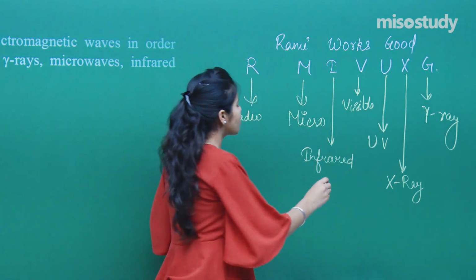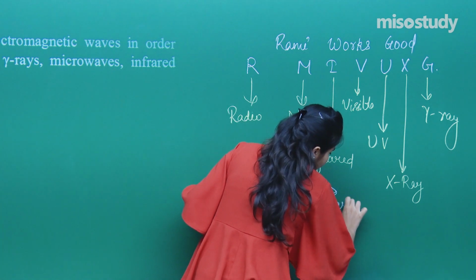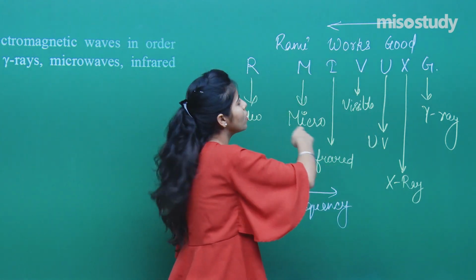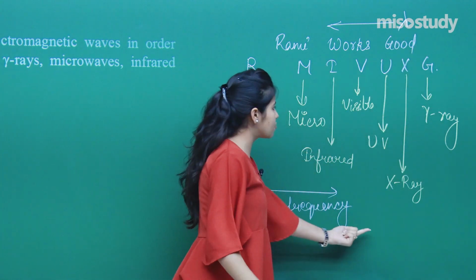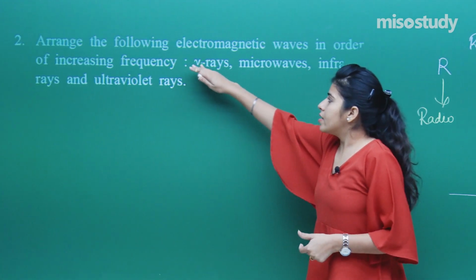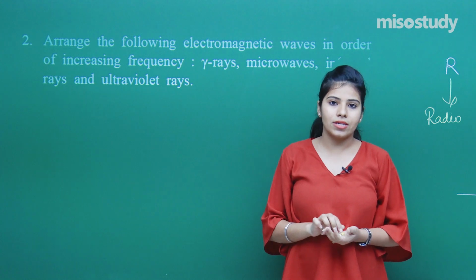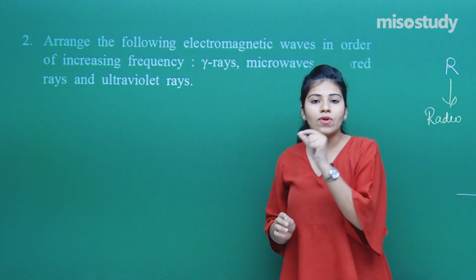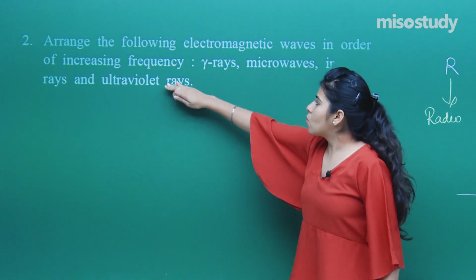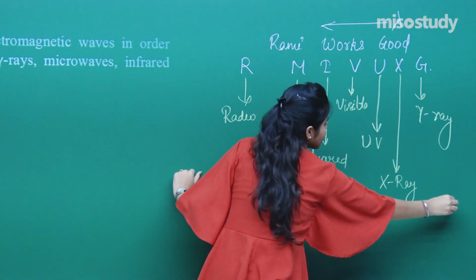Okay, now I told you that the frequency will be increasing from left to right, whereas your wavelength will be increasing from right to left. So this is wavelength and this is frequency. Now go back to the question and just see what they are asking. Arrange the following electromagnetic waves in order of increasing frequency. So firstly we are going to write the one which will have the least frequency, then another one, then another one. See, the frequency is increasing like this.